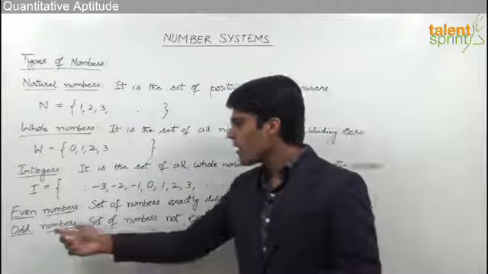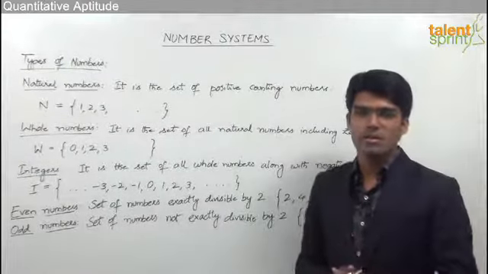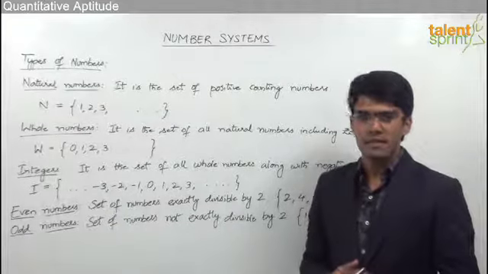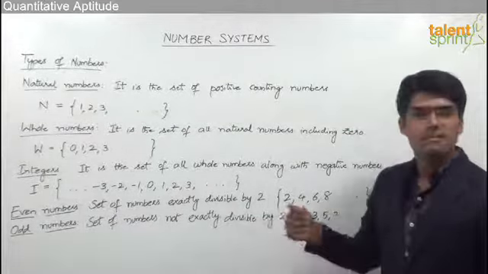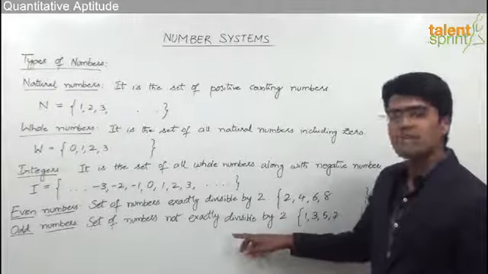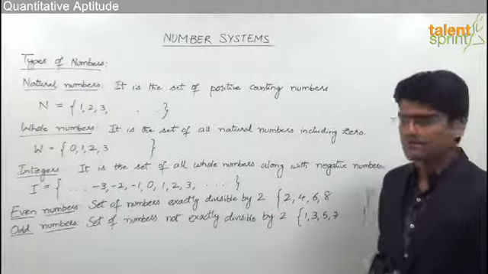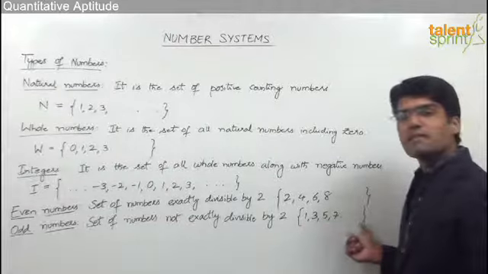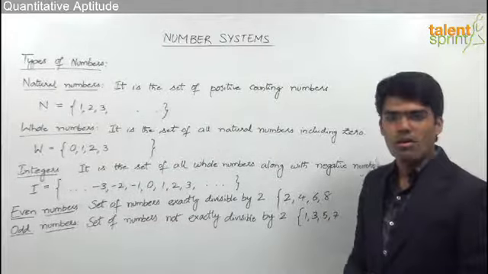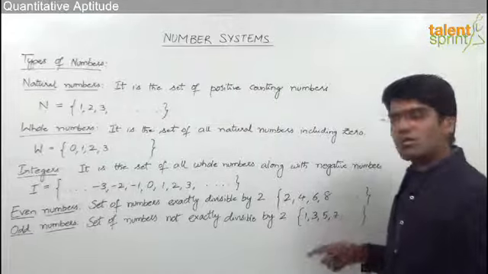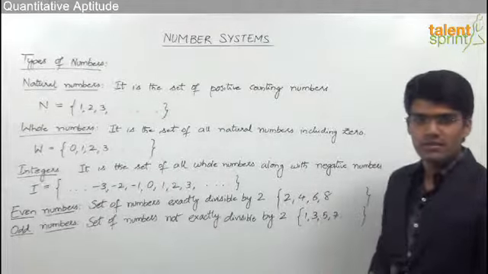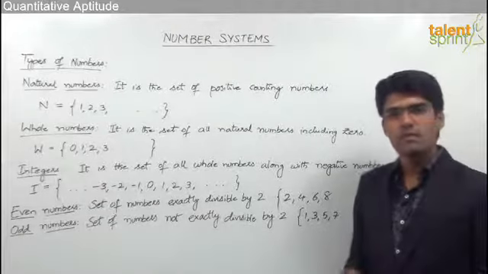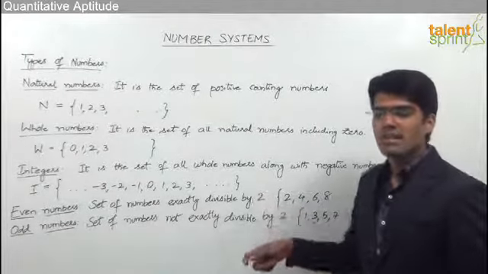The next one is odd numbers. Odd numbers are those numbers which are not exactly divisible by 2. So the set of numbers which are not exactly divisible by 2 is referred to as odd numbers. Or we can say numbers which are not even are odd. So 1, 3, 5, 7 and so on are examples of odd numbers, as all these numbers are not exact multiples of 2, or these numbers are not divisible by 2. So if a number is divisible by 2, it can be taken as even, otherwise it is to be considered as an odd number.